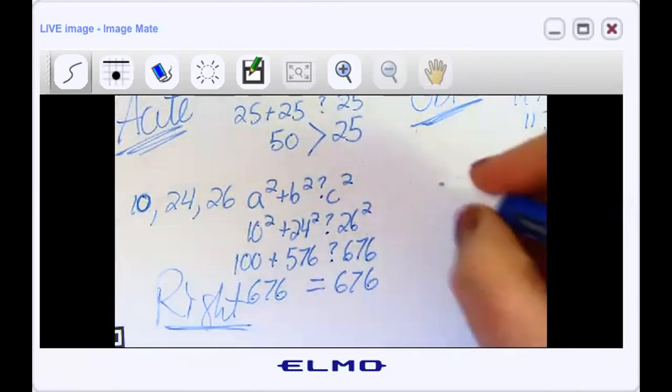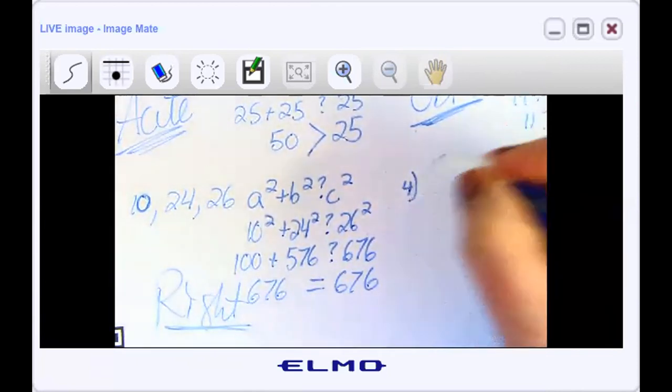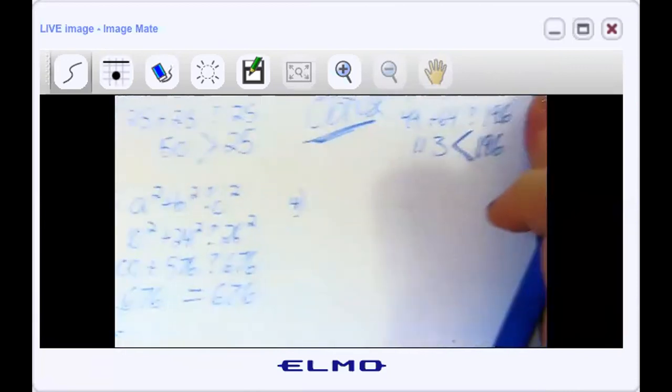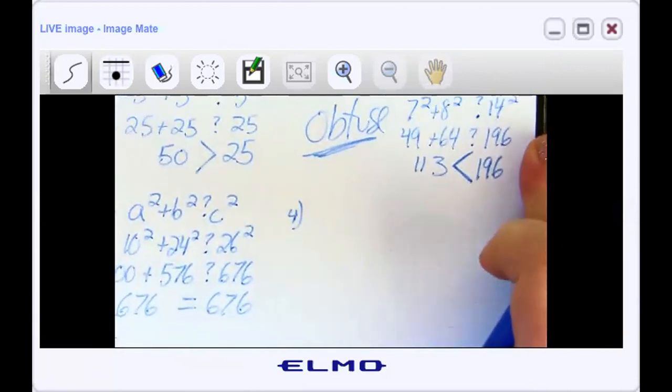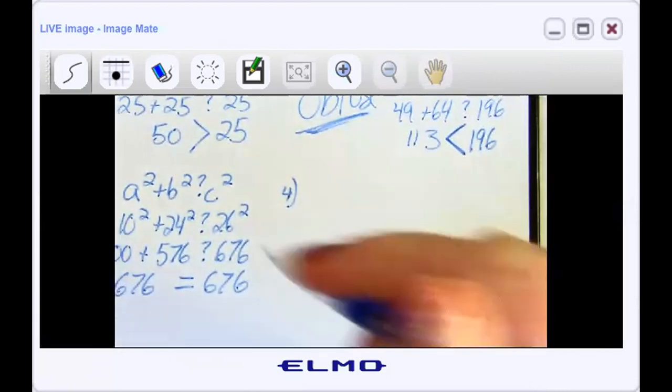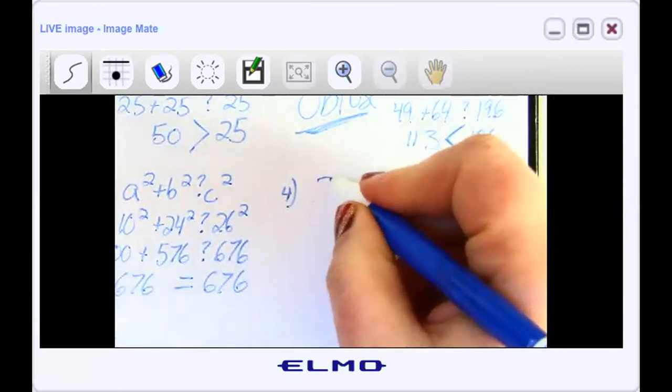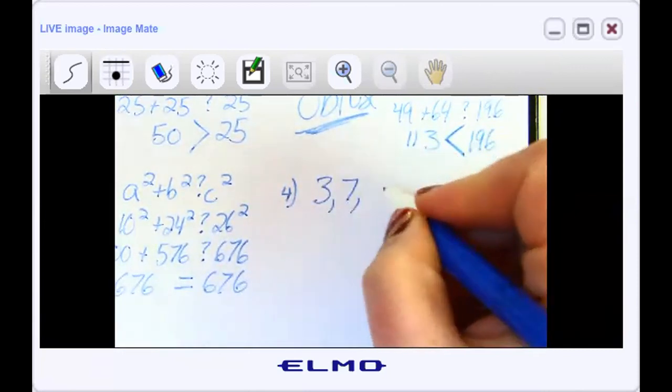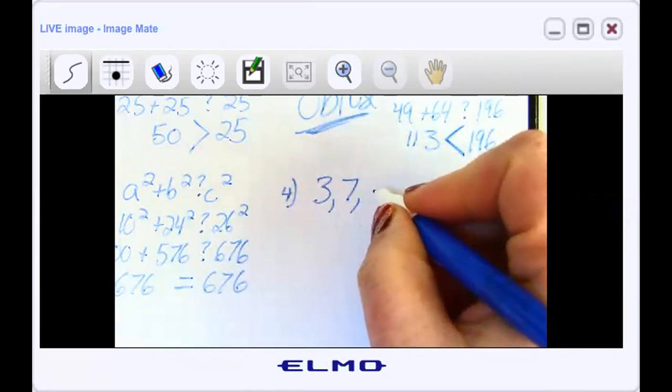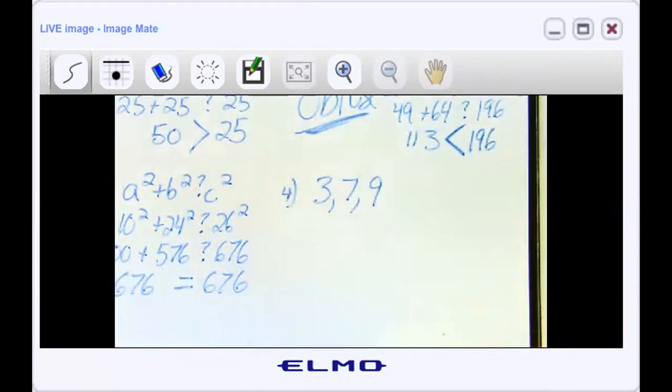All right, let's try one more. Well, that's a lie. We're going to try a bunch more. But one more on this page. How about, oh, I don't know, how about 3, 7, and I don't know, 9.